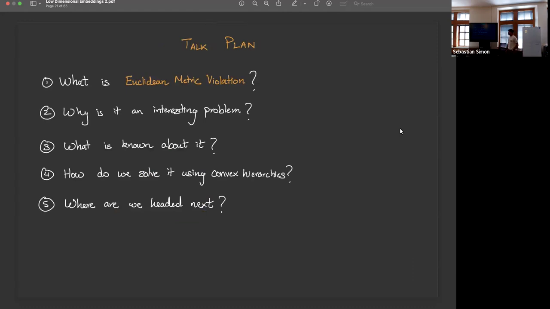Okay, so enough pontificating. Let me tell you what the talk plan is. I'm going to start off by explaining what this Euclidean metric violation problem is. Then I'll tell you why it's an interesting problem and what is known about it. Then we'll see how to solve it using these programming hierarchies. Then I'll end with some more discussion on where we're headed.